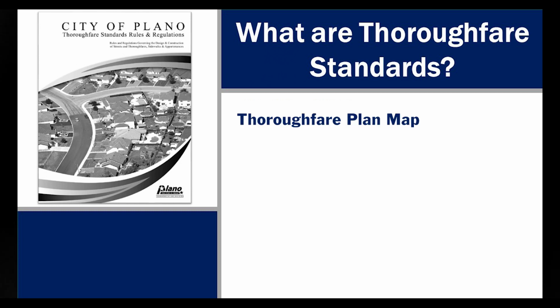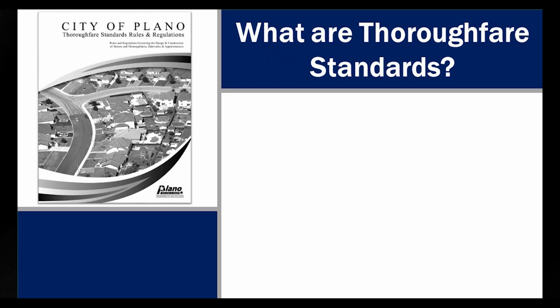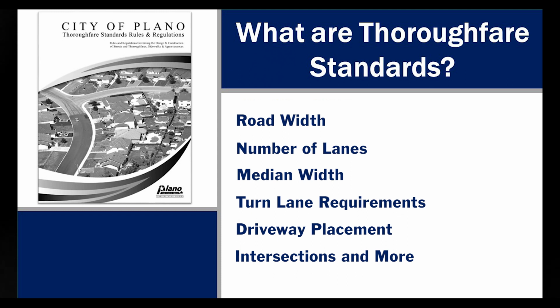They are used in conjunction with the thoroughfare plan map of the comprehensive plan, the subdivision ordinance, and the zoning ordinance to outline the standard requirements for the design and location of streets. The standards also set how wide roads should be, how many lanes, and other elements such as median size, turn lane requirements, driveway placement, intersections, and more.